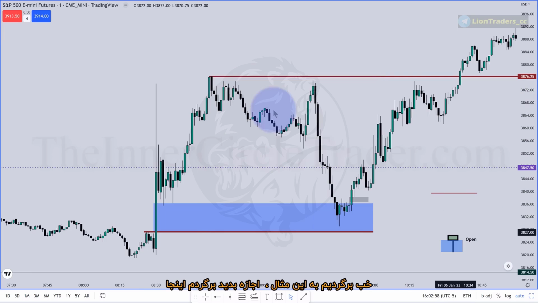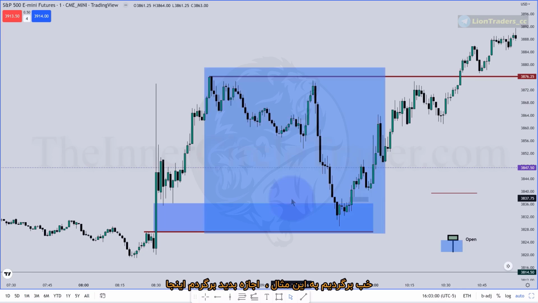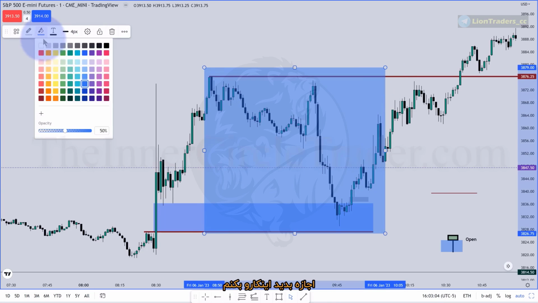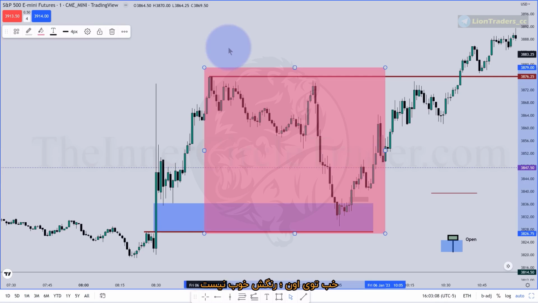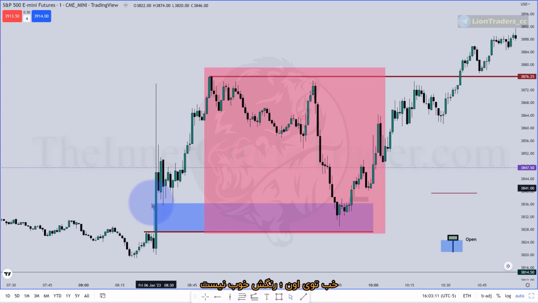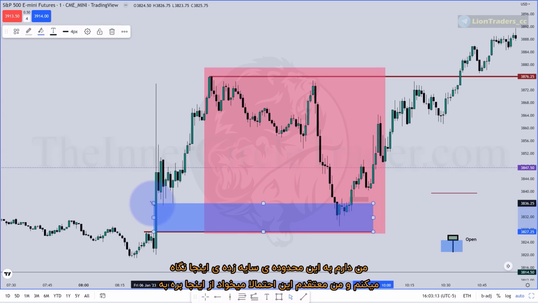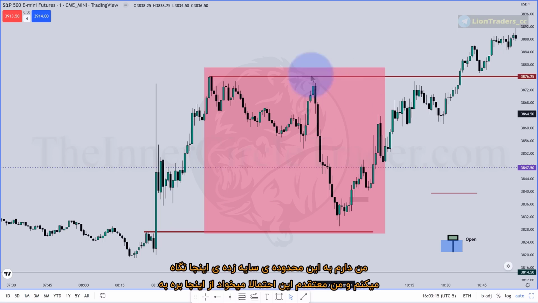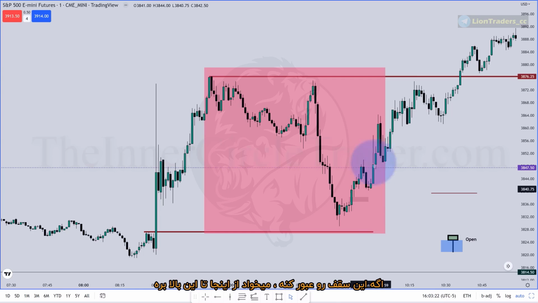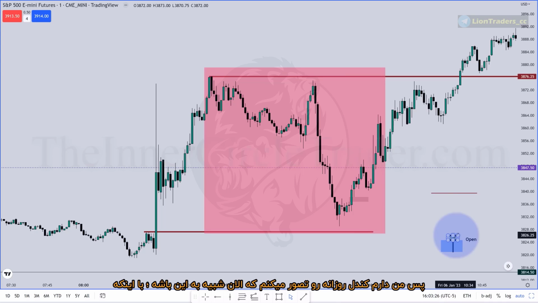So back to this example. Let me go back here. If I'm just looking at this shaded area here, inside that, I'm looking at this shaded area in here. And I believe it's likely, if it takes out this high, to go from here up to here. So I'm envisioning the daily candle looking like this right now.